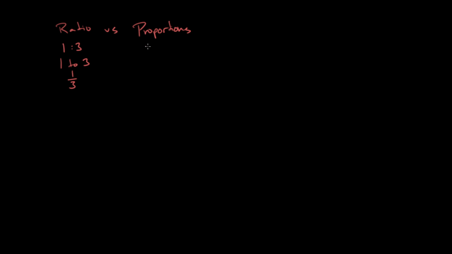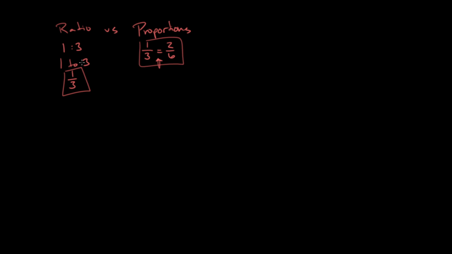A proportion, on the other hand, is whenever I'm comparing two ratios. For example, I can say 1 is to 3 in the same way that 2 is to 6. So that is the difference between a ratio and a proportion. Proportions have these equalities in them, as opposed to ratios, which are just the comparison of two numbers to each other.